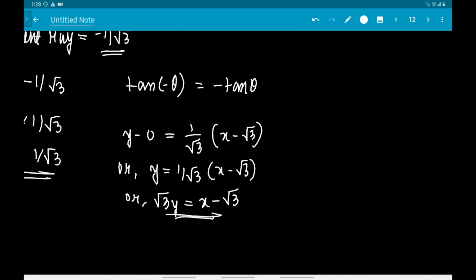Okay, so here which option is matching? Let us see. Option B is matching. Option B is the correct answer, which is the required equation of the reflected ray.